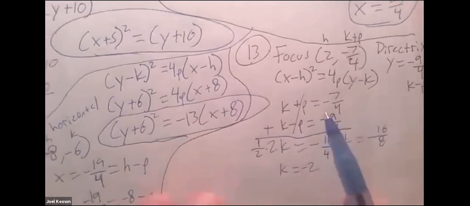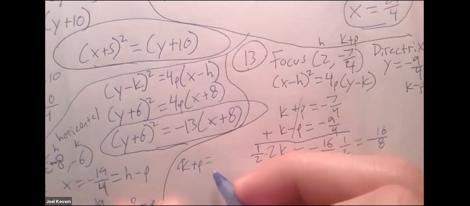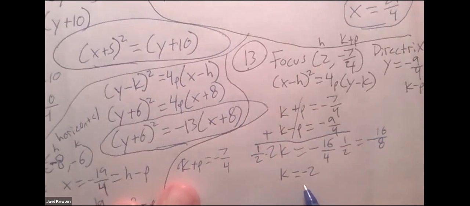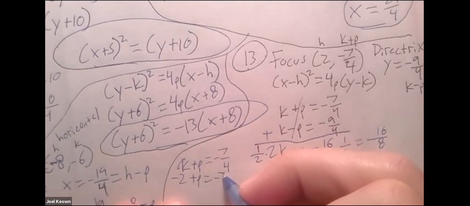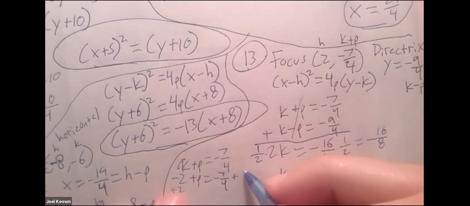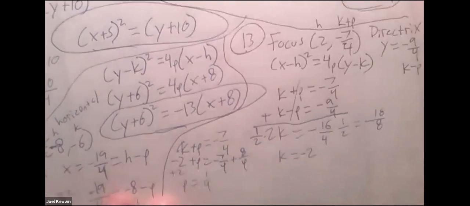Right? Well, if I know what k is, can I plug in and find out what p is? Yes, I can. So k plus p equals negative 7 over 4. I know k is negative 2, so negative 2 plus p is negative 7 over 4. Add 2, which is 2 times 4 is 8 over 4. And look at that, p is going to be 1/4.